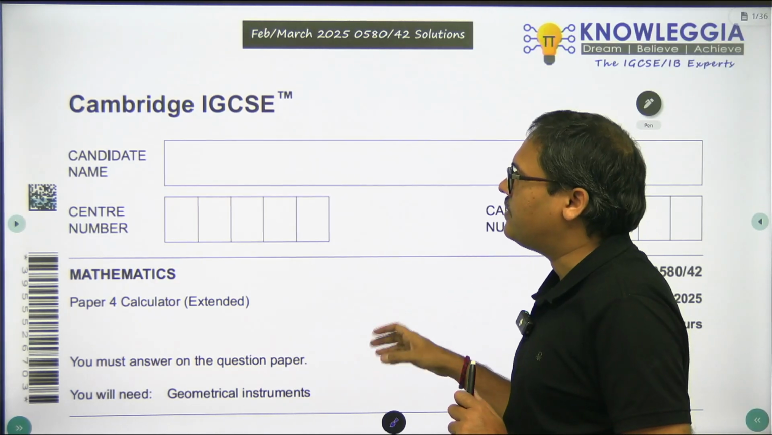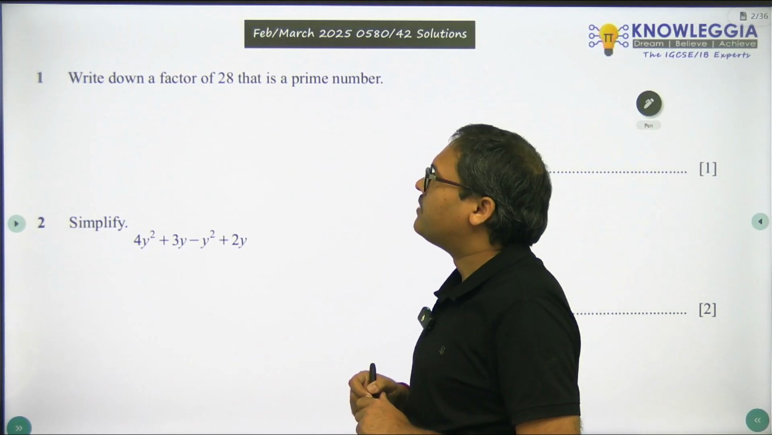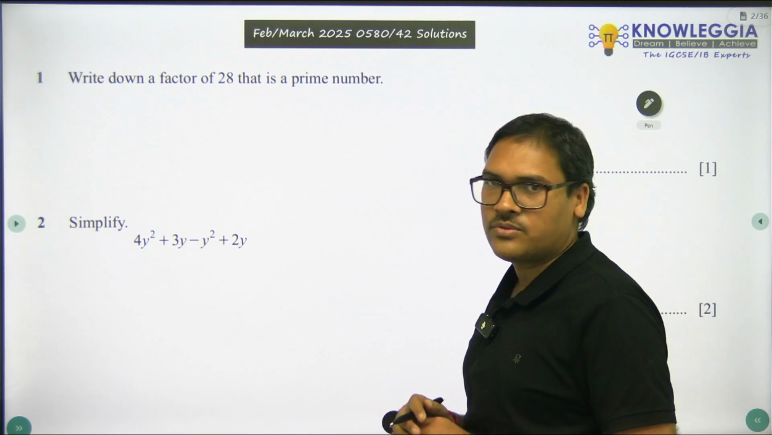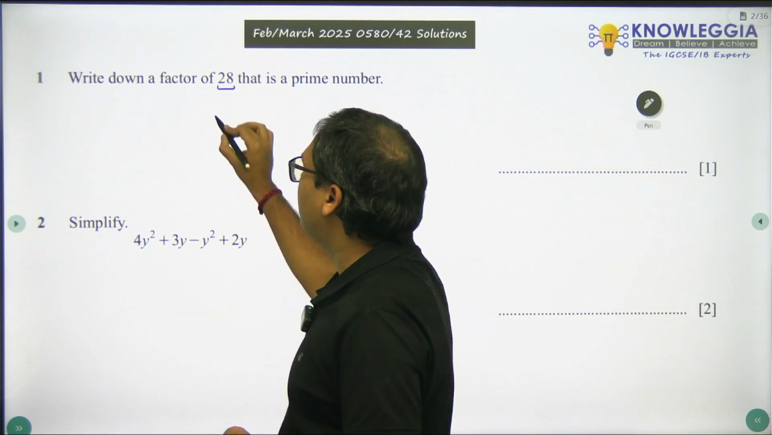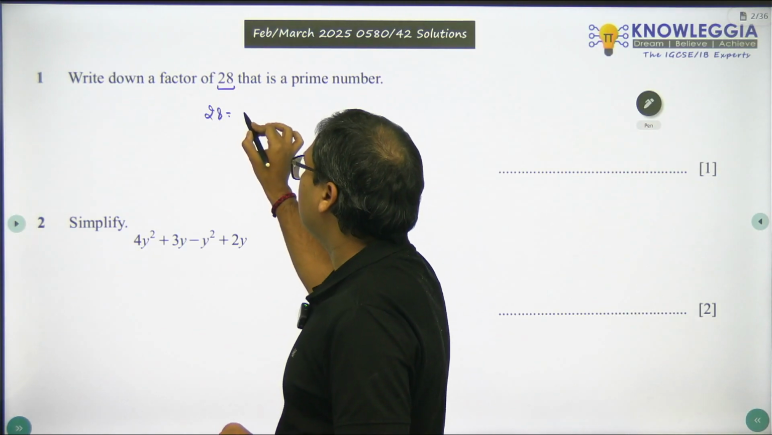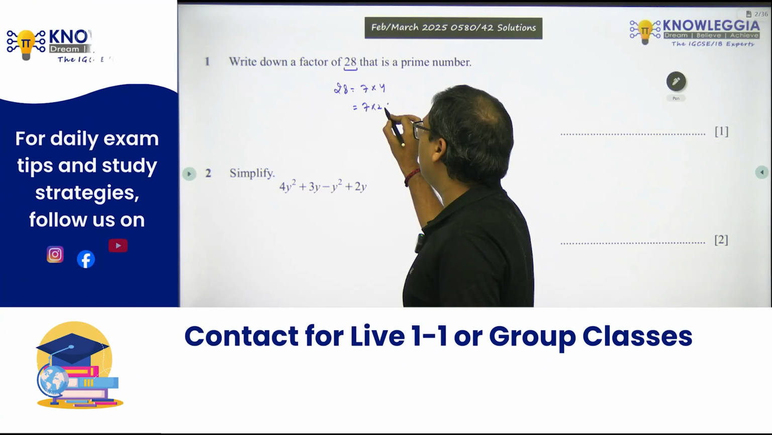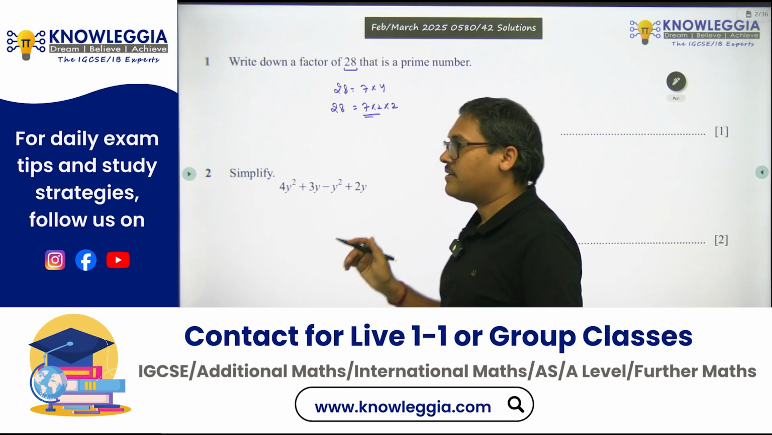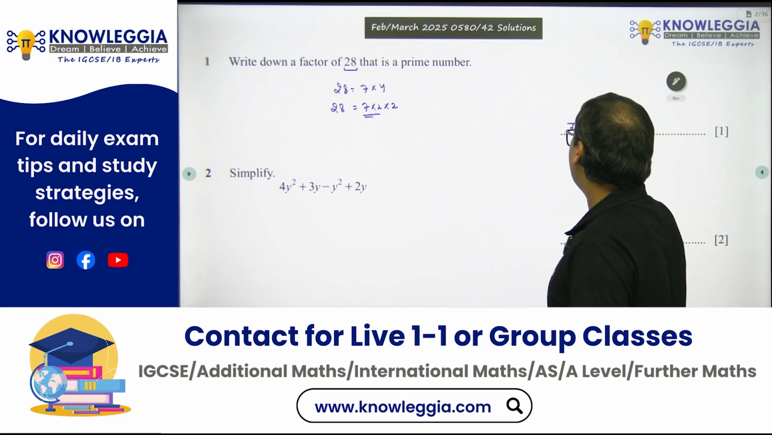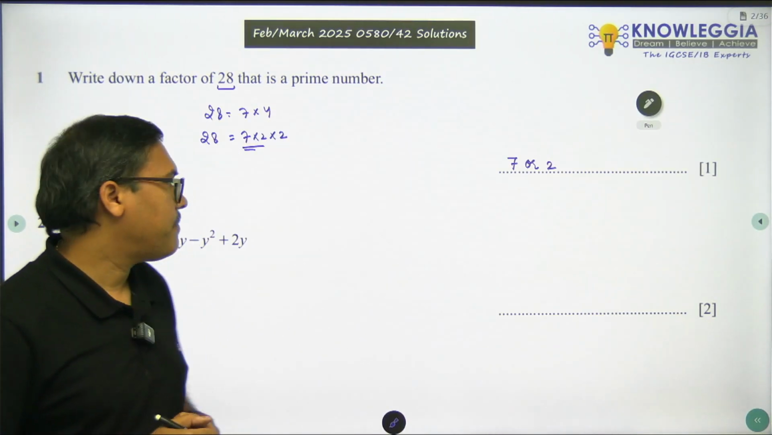So let's start with the first question. The first question. So let's start with the easy one. Write down the prime factors of 28. So what are the prime factors of 28? You can see 28 can be factorized as 7 into 4, or you can say this is 7 into 2 into 2, correct? So what are the prime factors? The question is asking you to write the prime factors. Prime factors are 7 and 2, the prime numbers which are factors of 28.